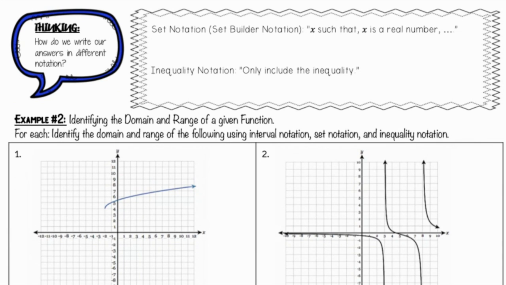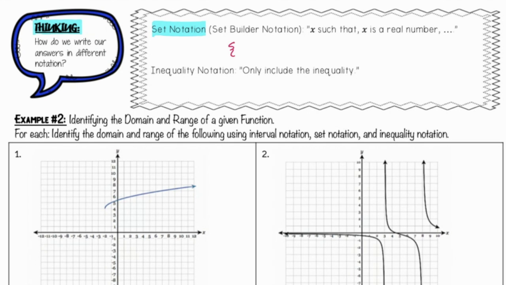There are different ways of us representing our answer. How do we write our answers in different notation? There's something known as set notation, which we did talk about in the beginning of the year. This is also known as set builder notation. So I wrote something there. It says x such that x is a real number. So if you're writing set notation, you're going to start off with curly braces.